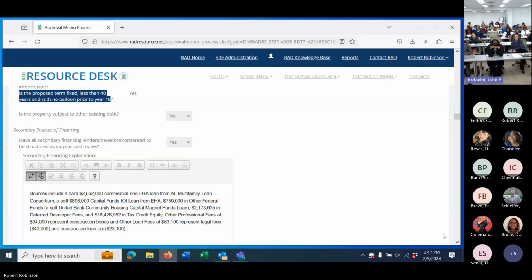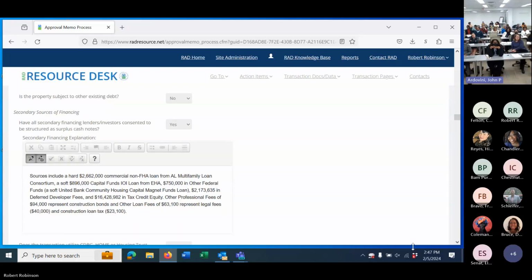Here we would generally want to speak also to the secondary debt. The secondary debt is required to be structured as a cash flow note. So in this case, the PHA has accepted that through the financing templates, they indicated that these would all be surplus cash notes. So we're saying yes there as well.